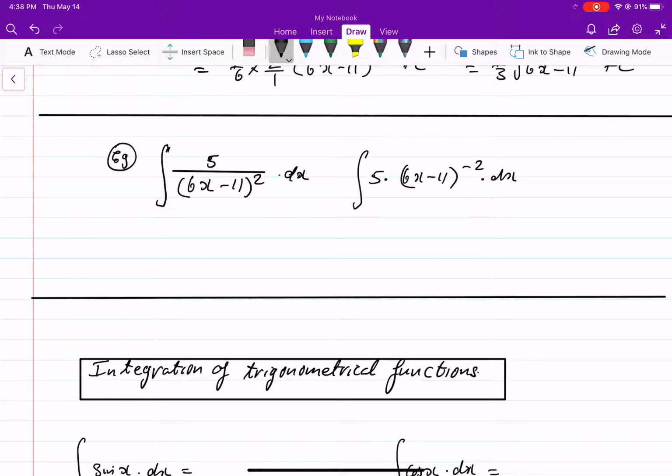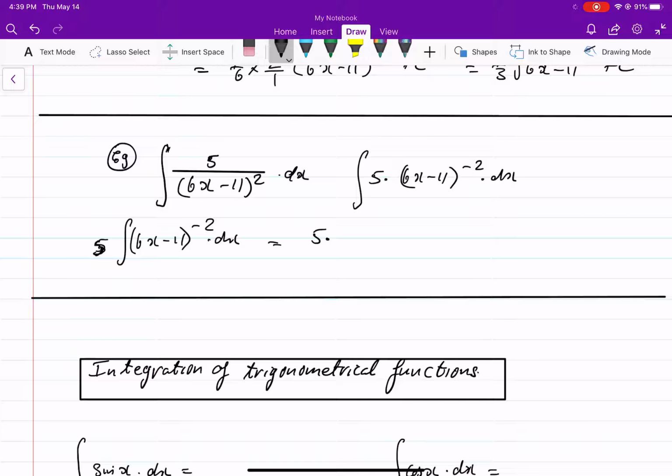Now the 5 in front, the constant times the function shouldn't affect anything. In fact, you're allowed to pull a constant outside of an integral. So I'll show you in this case. You don't have to in this case, but I will. 5 comes out times the integral of 6x minus 11 to the power minus 2. So this would be 5 times whatever I get when I integrate that function in there.